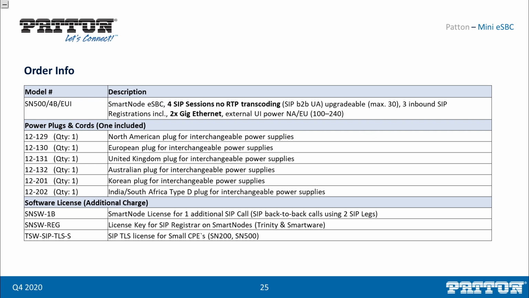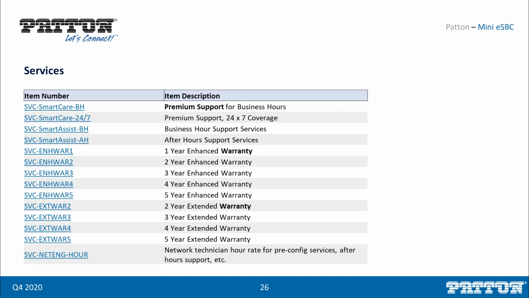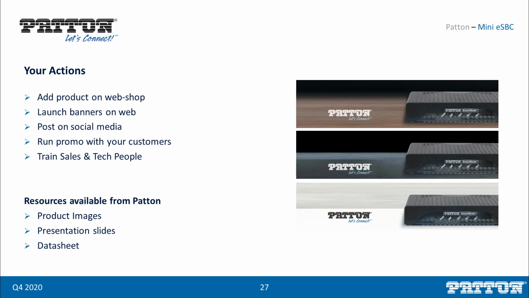All right, ordering information, it's really easy. There's one SKU. It's the SN500 4B EUI. That means it has an external universal power interface. You get one power plug or power cord included. You just tell us which country you want it for. And then, of course, you can buy licenses. You can add permanent licenses at the time of purchase to add a number of simultaneous SIP sessions, or you can add cloud licenses, which are floating licenses that you can lease to this SN500 or any other SmartNode. We call that a cloud-based feature license.